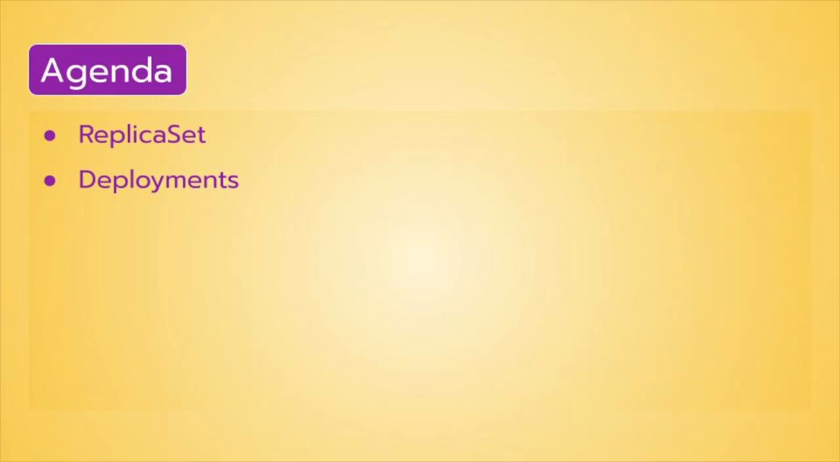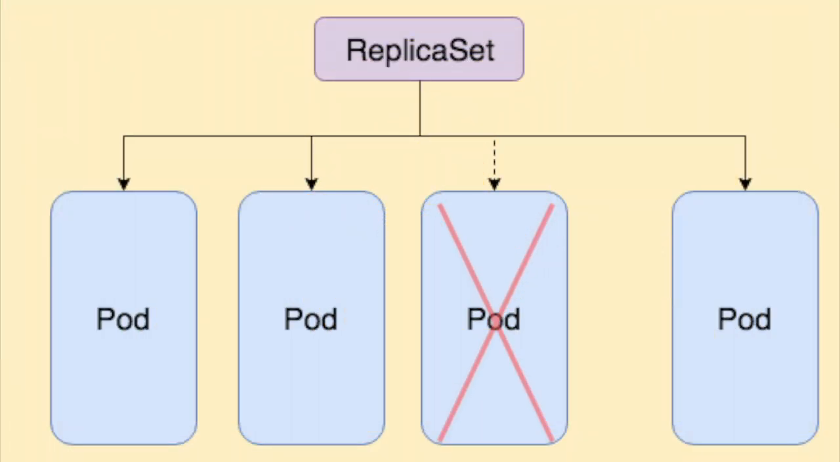Before talking about deployments, it is important to understand replicaSet, since deployment uses replicaSet behind the scene. A replicaSet's purpose is to maintain a stable set of replica pods running at any given time. It is often used to guarantee the availability of a specified number of identical pods.